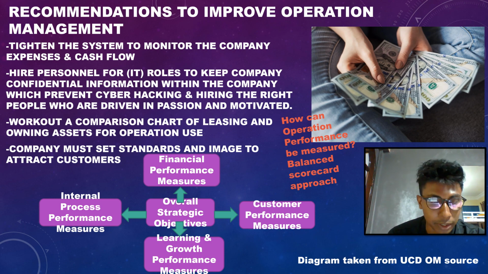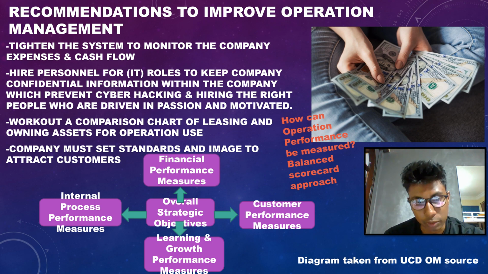In this case, my recommendation is that NATSTEEL has to tighten the system to monitor the company expenses and cash flow. Secondly, for internal process, the company should work out a comparison chart of leasing and owning assets for operation use. Thirdly, learning and growth, where the company should hire personnel for IT roles to keep company confidential information within the company, which prevents cyber hacking, and also hiring the right people who are driven in passion and motivated. And lastly, we have the customer performance, where the company must set standards and image to attract customers.